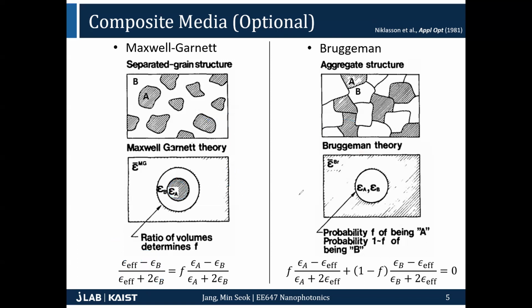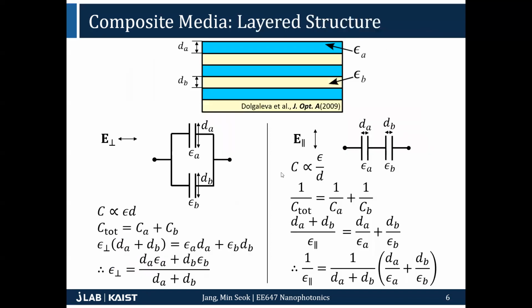But if you need a full derivation, just look at this paper. So what I want to say is this one, the layered structure. Here you have epsilon A and epsilon B stacked in an alternating manner.